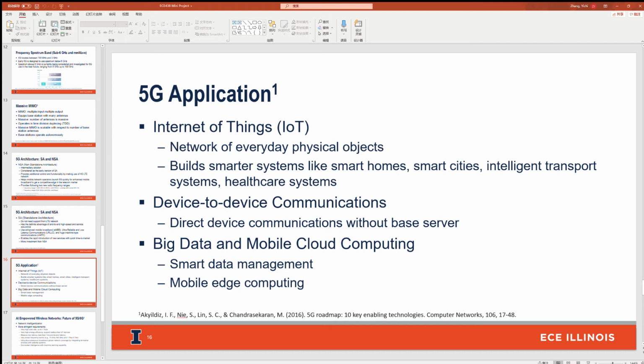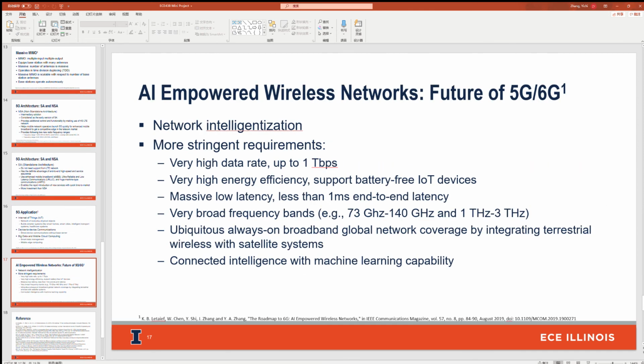The demand for high-speed data computation, large amount of local storage, and decent standby time will be some of the most competitive features that attract the market. Therefore, one benefit of mobile cloud computing is to help increase the energy efficiency of these mobile devices. So in the last part of this presentation, I will briefly talk about what's the future of 5G and 6G networks, which will be empowered by artificial intelligence.